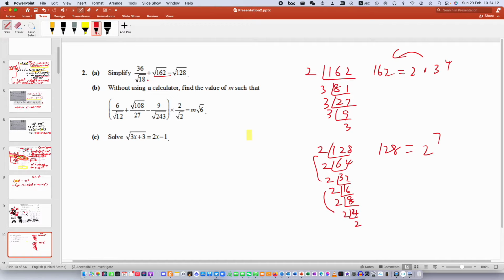Next, 18. Square root. 2 times 3 to the power of 2. Okay, good. So you are good now.